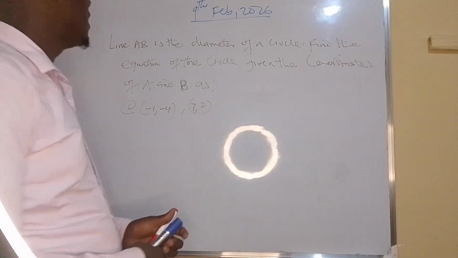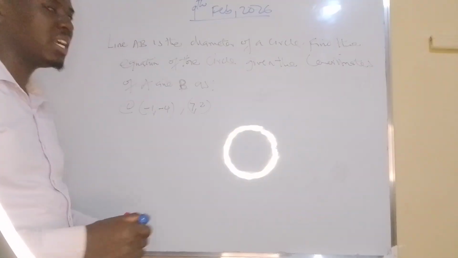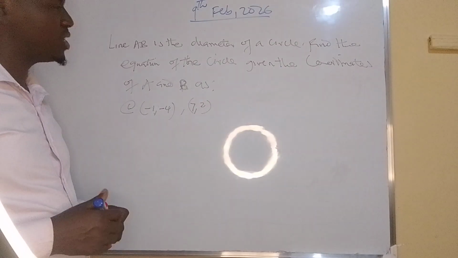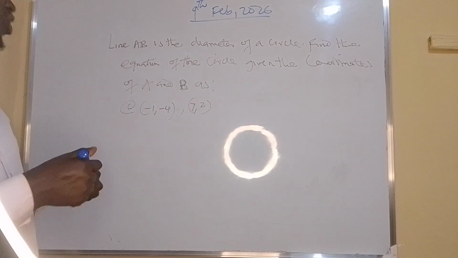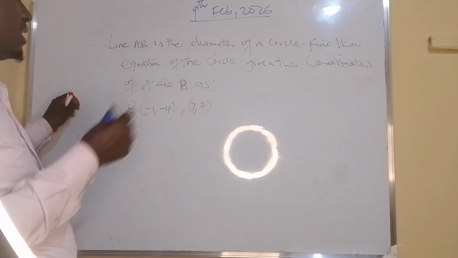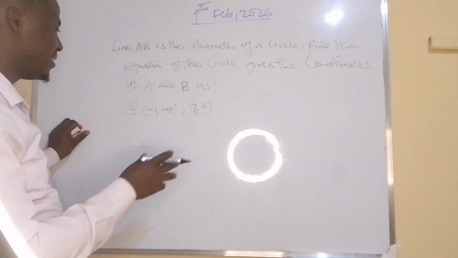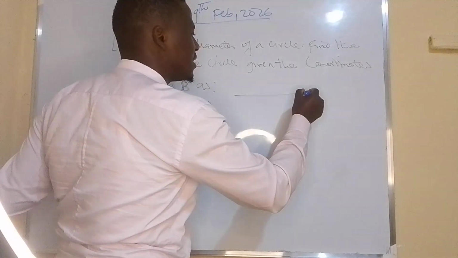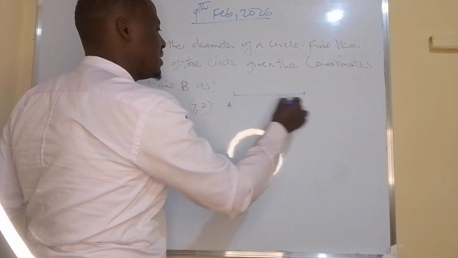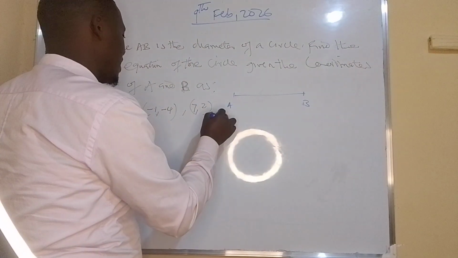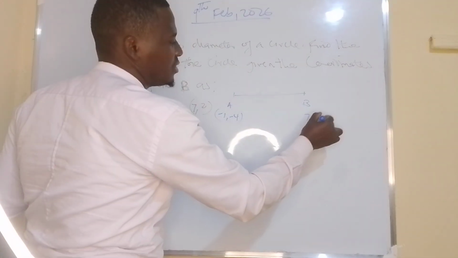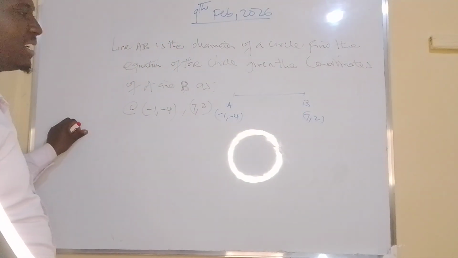Okay, let's get started. Another question says line AB is the diameter of a circle. Find the equation of the circle given the coordinates of A and B as (-1, -4) and (7, 2). Remember we have A and we have B. Coordinates of A are (-1, -4). Coordinates of B are (7, 2). Let's imagine something like that.